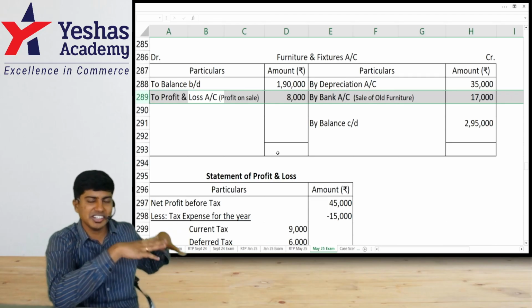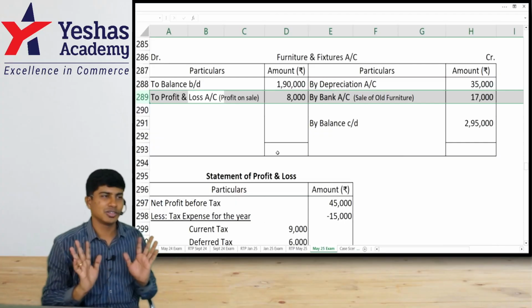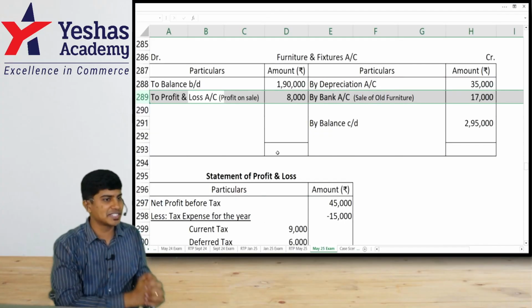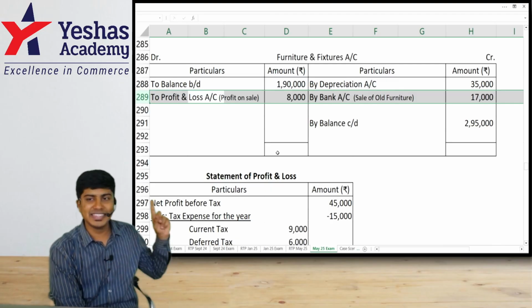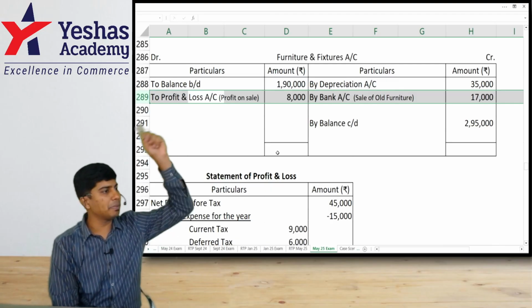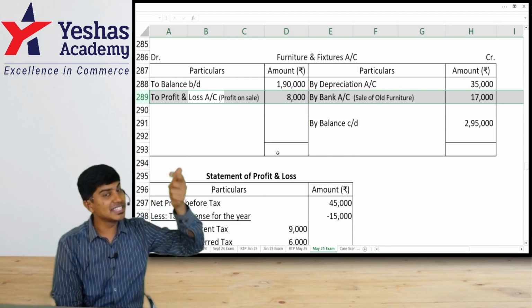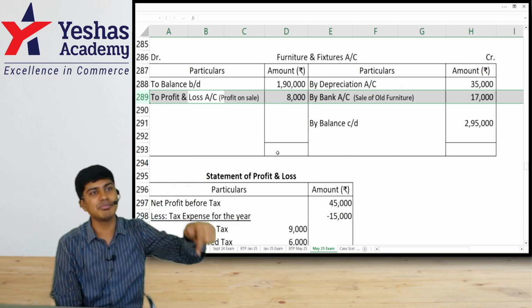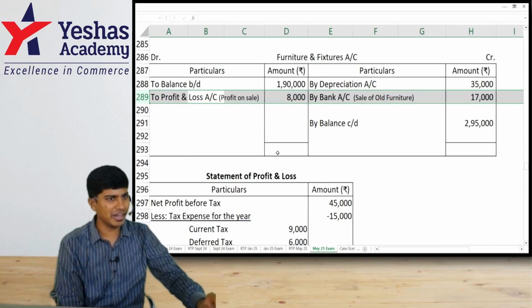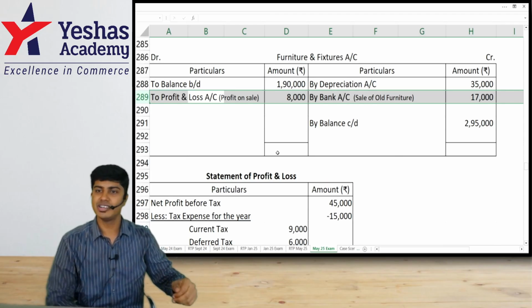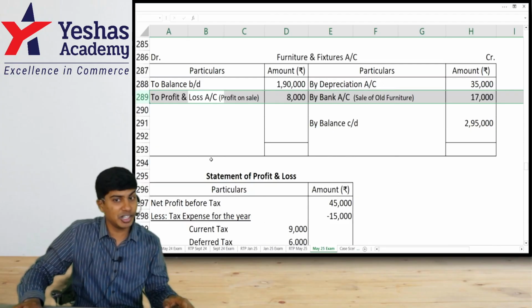You want me to write the journal entry and then show the ledger posting? That will become a big mistake at this level of preparation. And this 8,000 profit would have appeared on the P&L account credit side. This is non-operating income credited to P&L. Is it operating? No, this is investing. Non-operating income credited to P&L.